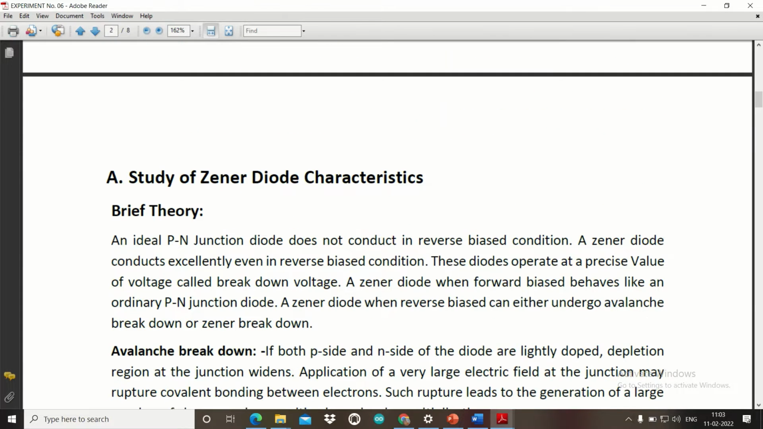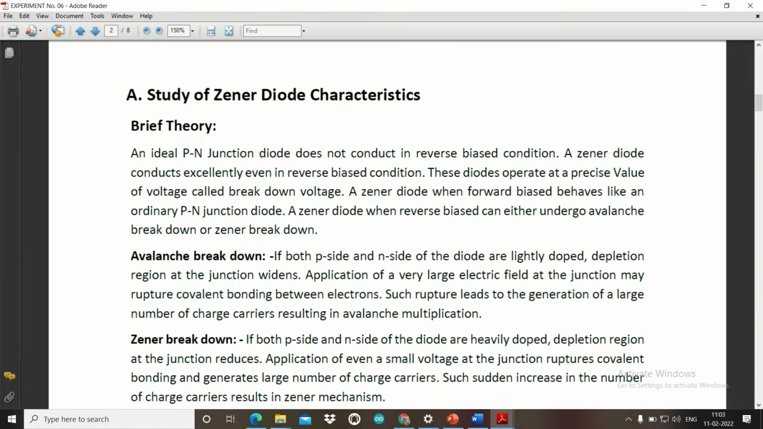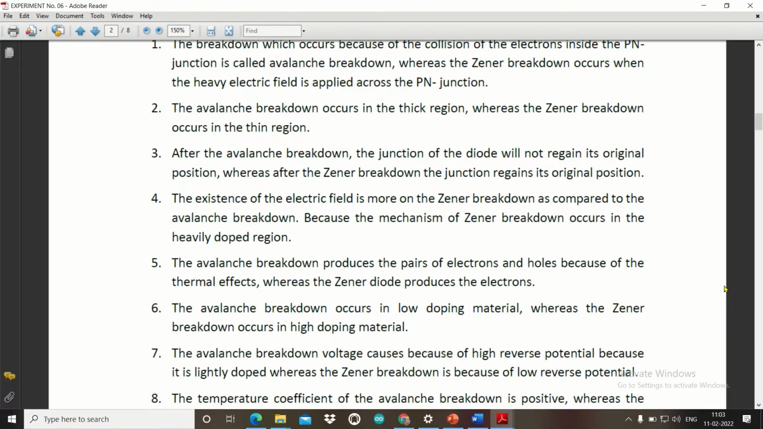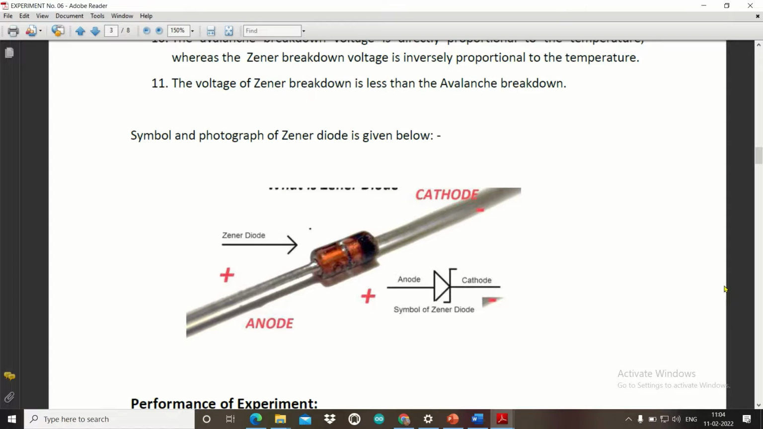In the manual we have given a very brief theory where the two different types of breakdown in semiconductor devices has been discussed and their differences have been shown. And you can also find the symbol and photograph of the Zener diode.